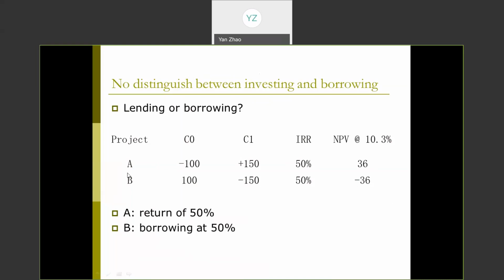Because for project A, this 50% is your return. For project B, the 50% is the borrowing rate. So in project A, you are making an investment. For project B, you're actually borrowing money, right? You get money first and then you pay back with the interest. The interest is very high, which is 50%. But internal rate of return always reports the 50%. It doesn't tell you whether it's lending or borrowing. If it's lending, making an investment, which is super. But if this is borrowing at such a high interest rate, this is horrible.